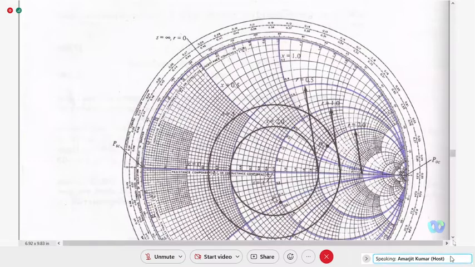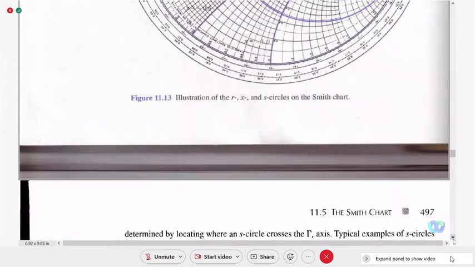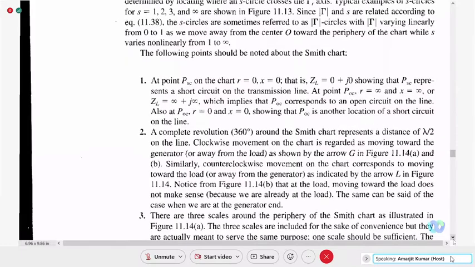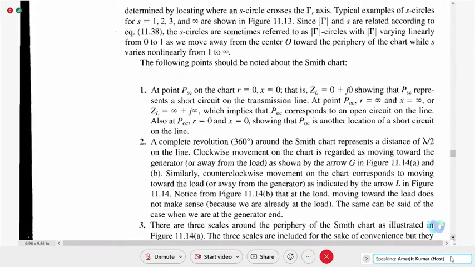Now we will see some properties of the Smith chart. The short circuit point I told you about, the location of the short circuit point and the open circuit point.